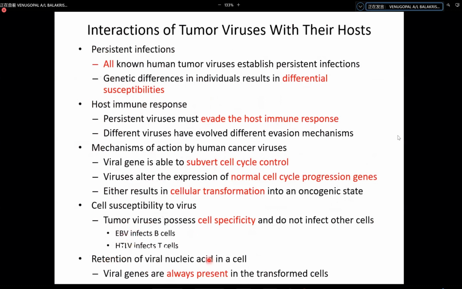So retention of nucleic acid in a cell, what happens? Viral genes are always present in the transformed cell. So viral genes are always present there, and the cells keep on producing the oncoprotein.